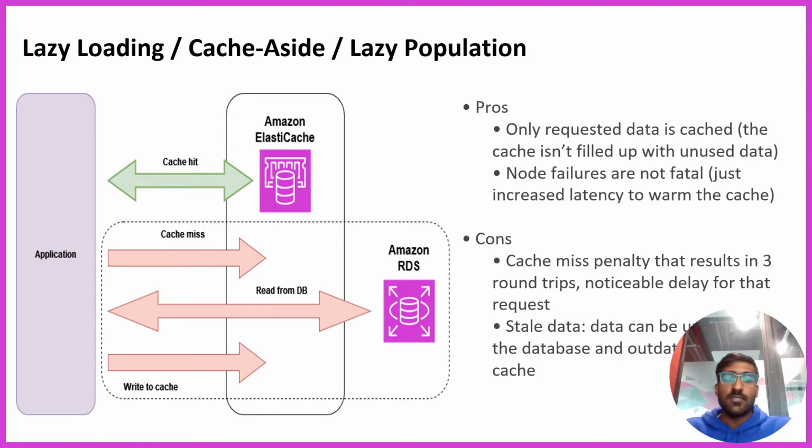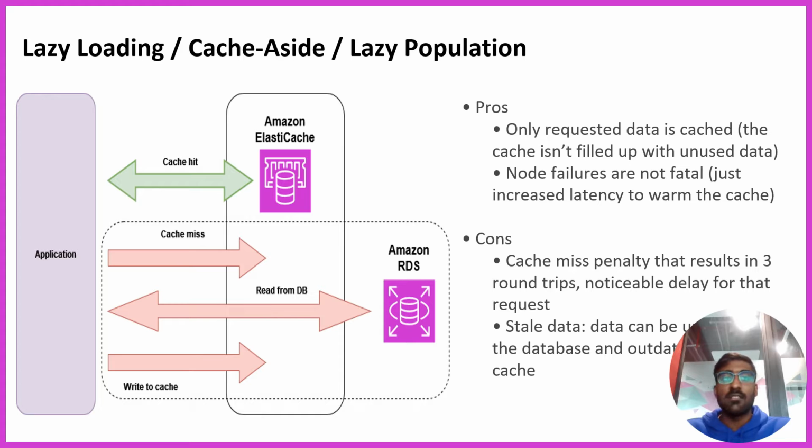But there are some cons. First of all, if we get a cache hit, it's great. But if we get a cache miss, that means there are three network calls being done: from our application to Elasticache, which is a cache miss, from our application to RDS, which is a read from the database, and finally another write to the cache. And so for your users, when they're reading something and they see some latency, they're not used to it. So those three round trips may be a bad user experience.